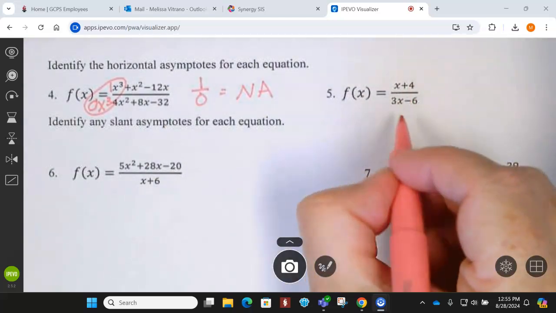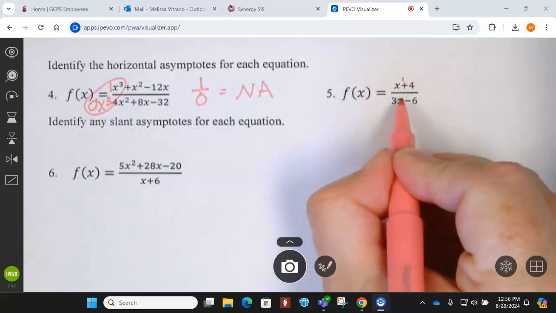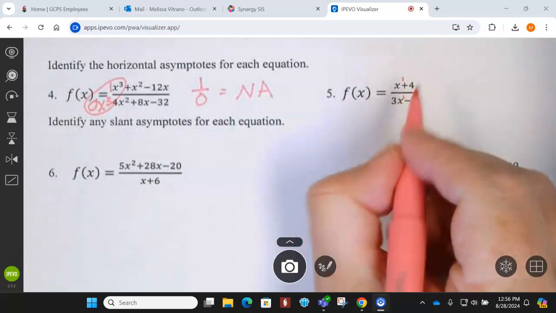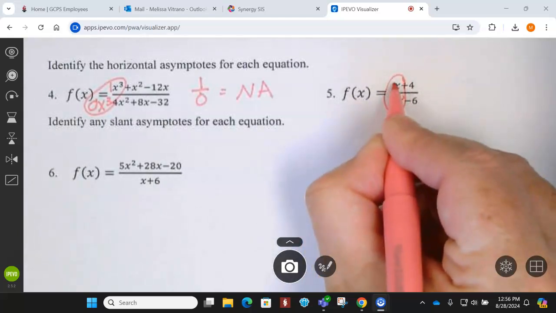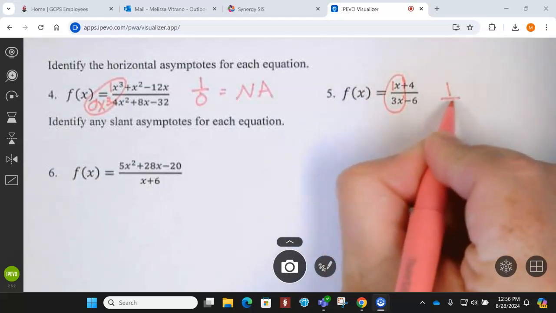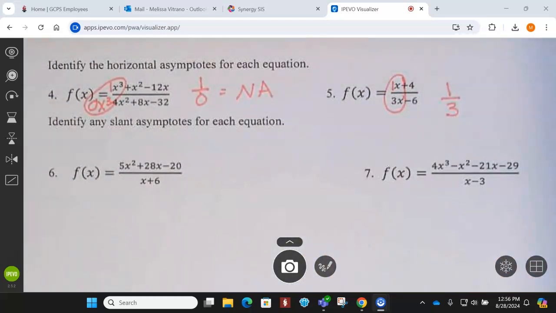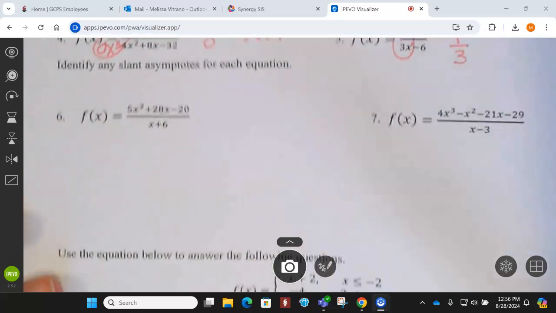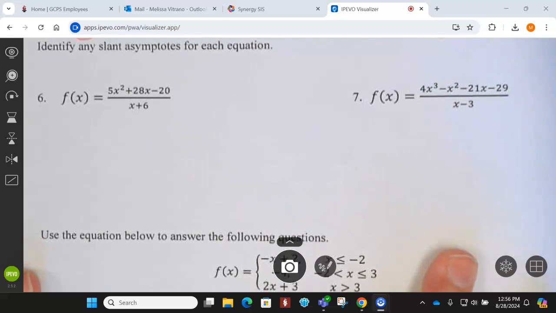At number 5, the degree is 1 on top. Bottom, the degree is 1. So they're the same. That's a 1. So my answer here is 1/3. Okay? That's it. So slant asymptotes.